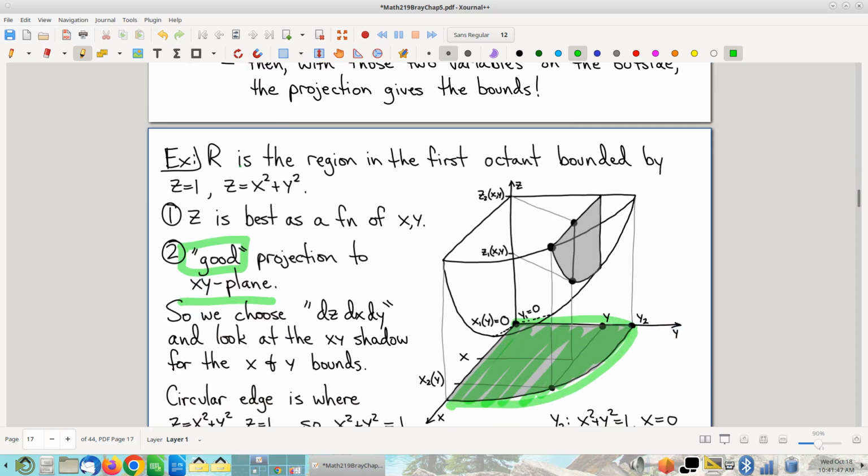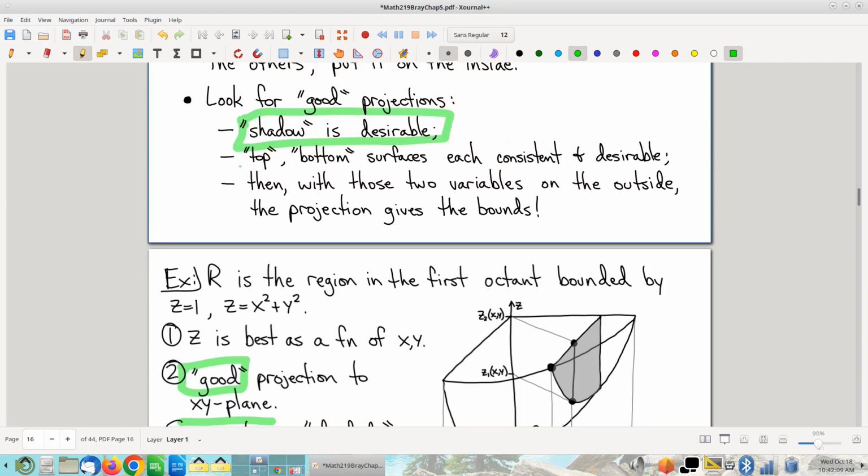Now, in this case, I can just look at the picture and see that the shadow is a quarter disc, and it's not my favorite shape. I think my favorite shape is a rectangle. But beggars can't be choosers, and in this case, this is just as good as any of the other shapes I might have to be dealing with. It's an intrinsically round thing. Okay, so a desirable shadow.